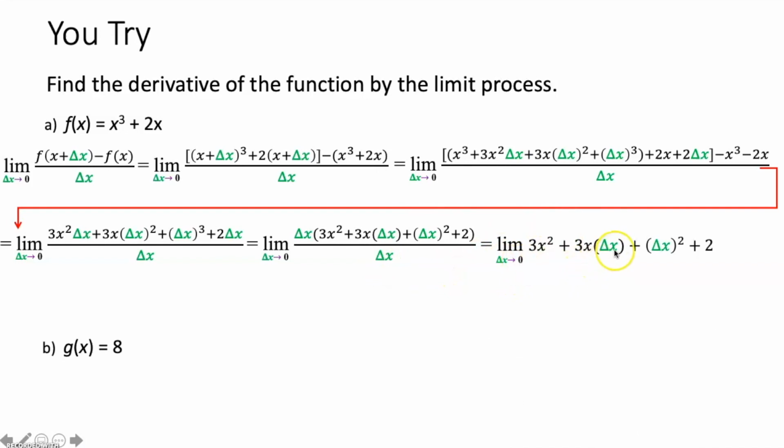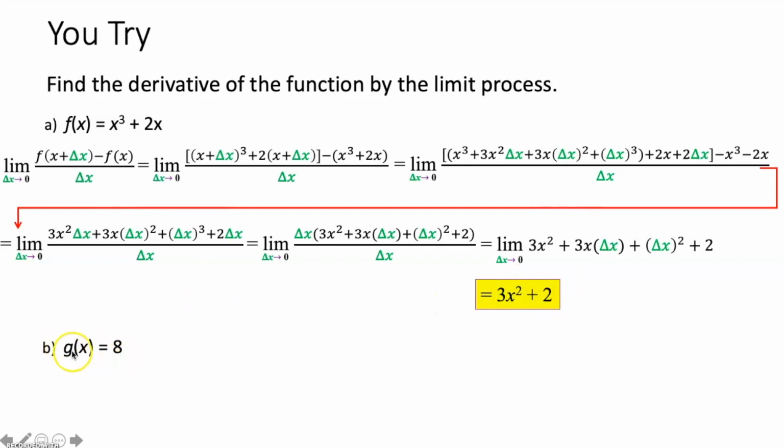We plug in 0 for delta x here, and we end up getting 3x squared plus 3x times 0, which just becomes 0, plus 0 squared, which is just 0, plus 2. So we get 3x squared plus 2. This is the derivative of this function. This is f prime of x.